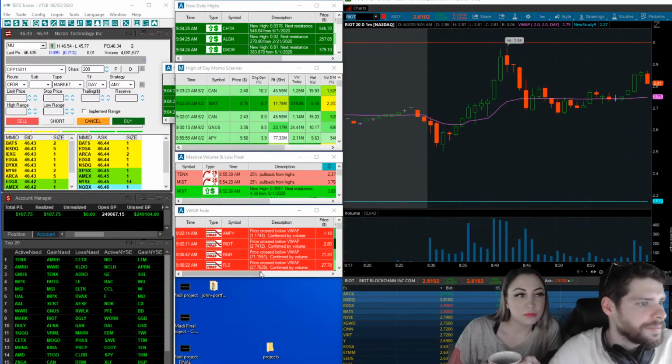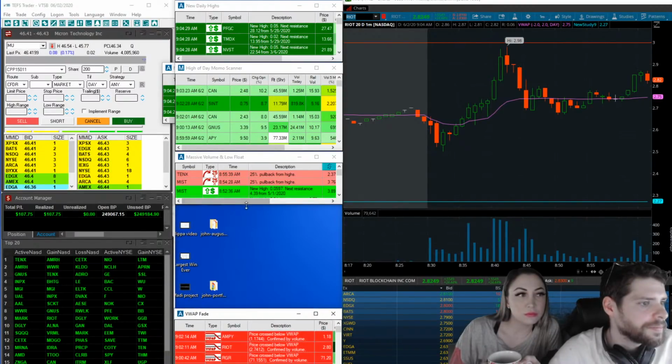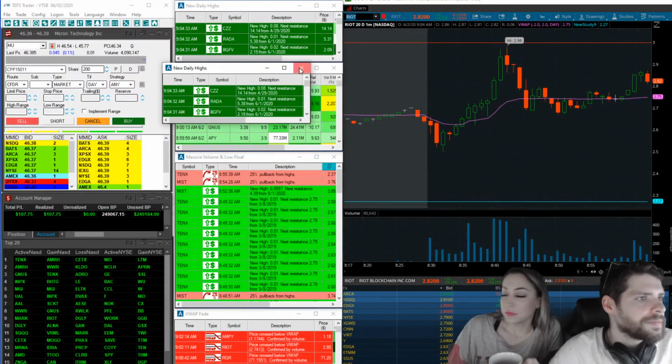Alright, guys, the SPY is starting to top out here in the 306.50s. Let's see if it makes a move here to 307 or starts heading back to 306.